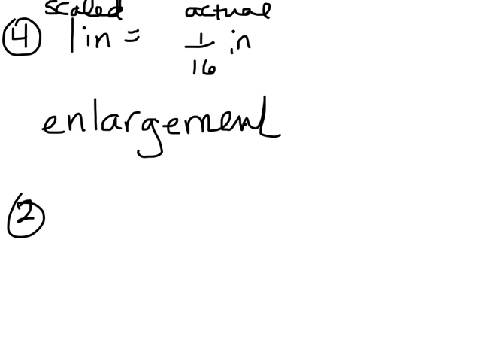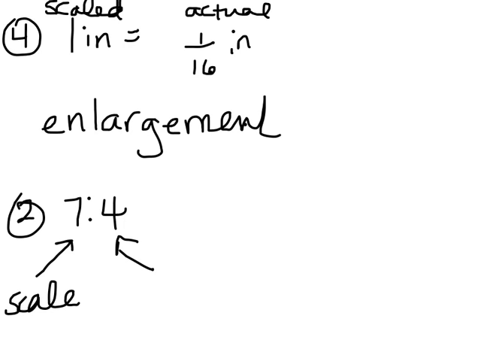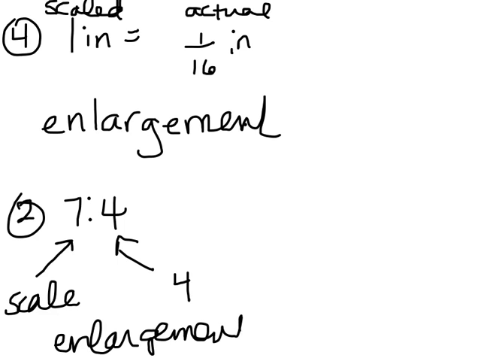Number 2, when they write 7 to 4, 7 is your scale, and your actual object is 4. So what would that be? It would be an enlargement because the scale is bigger than the actual. So that's an enlargement. They're just showing you all the different ways you could write these.